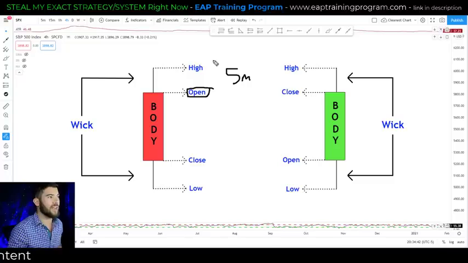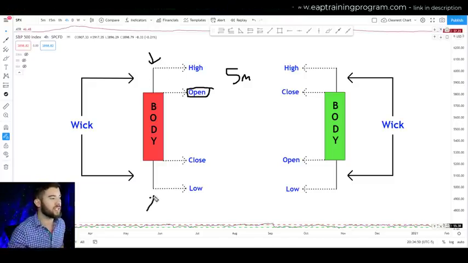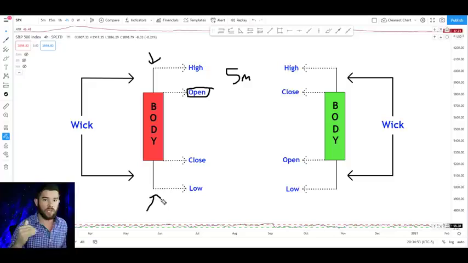So the open is there. The highest point is the same. It's the top of the line or wick of the candle. That's the highest point price got to within 5 minutes. The low is the lowest wick on that candle. That's the lowest point price got to in 5 minutes. And the close is the closing price after 5 minutes of data on a 5-minute chart.